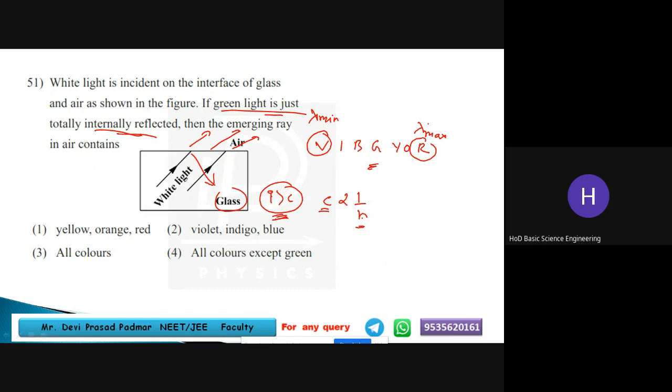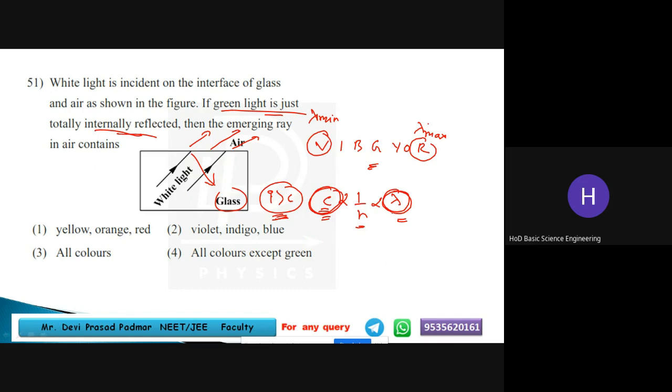Also, you know, refractive index, how it is proportional to wavelength? It is inversely proportional to wavelength. So what you can say from this? Critical angle is directly proportional to wavelength.